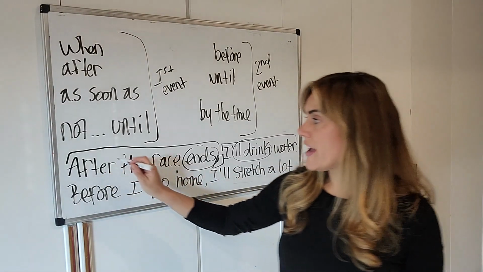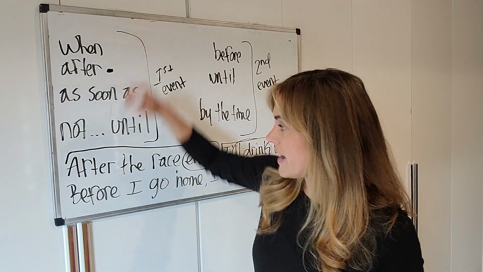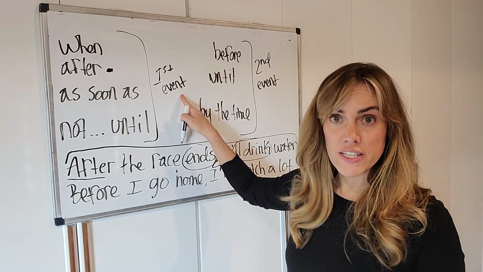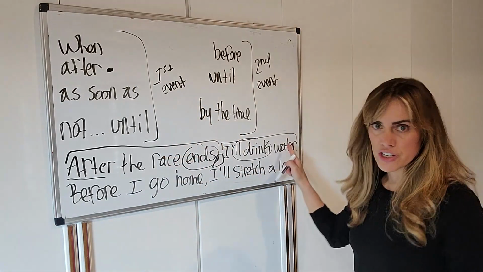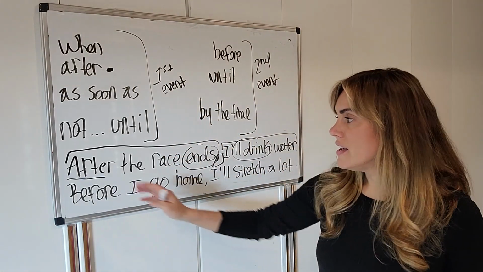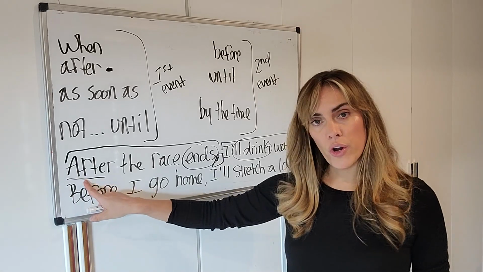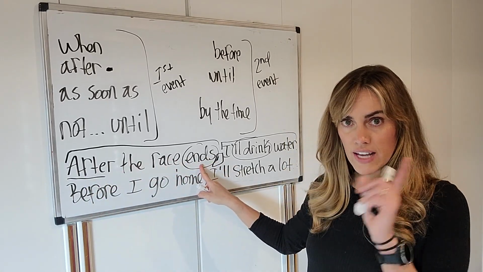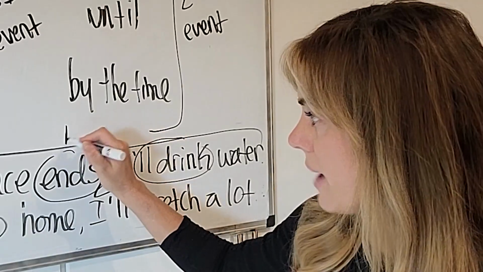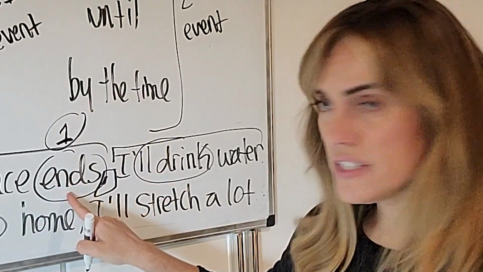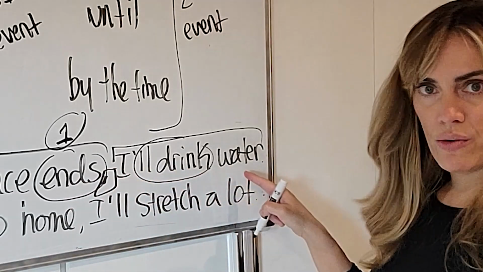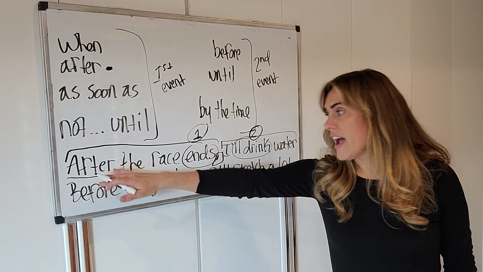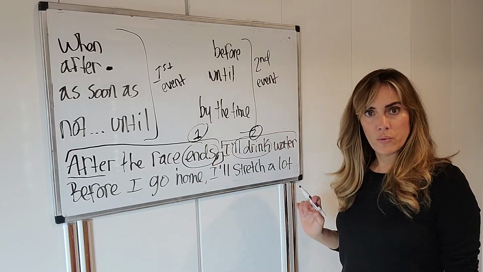And look at the word after, right? I use the word after. So after is a word that introduces the first event. There's two actions. Which one's first? Well, if you look at the word after, the race ends. So that's going to be the first thing that happens. This is first. I'll drink water. That is the second thing that will happen. After the race ends, I'll drink water.